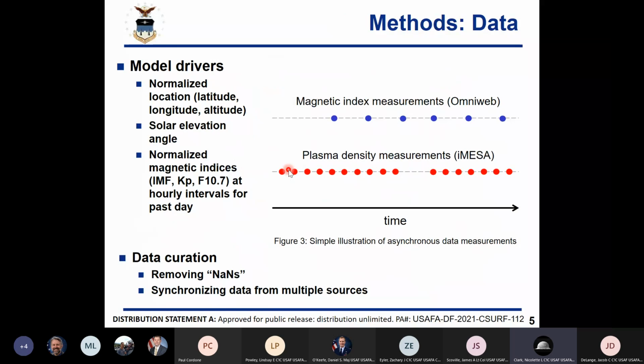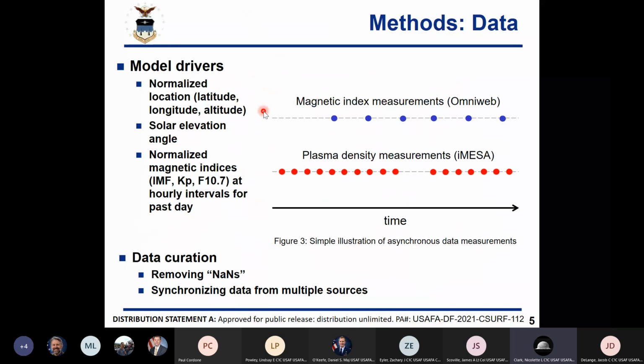So the inputs that we gave it with which to predict plasma densities were the location of the satellite at the time of measurement, so the latitude, longitude, and altitude, also the solar elevation angle, which is how directly overhead the sun is. We also used these three, what I'm calling magnetic indices.